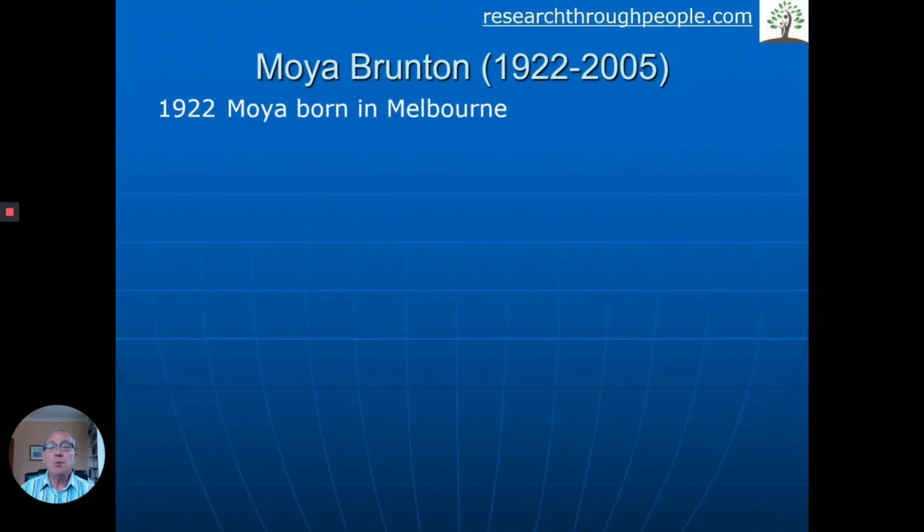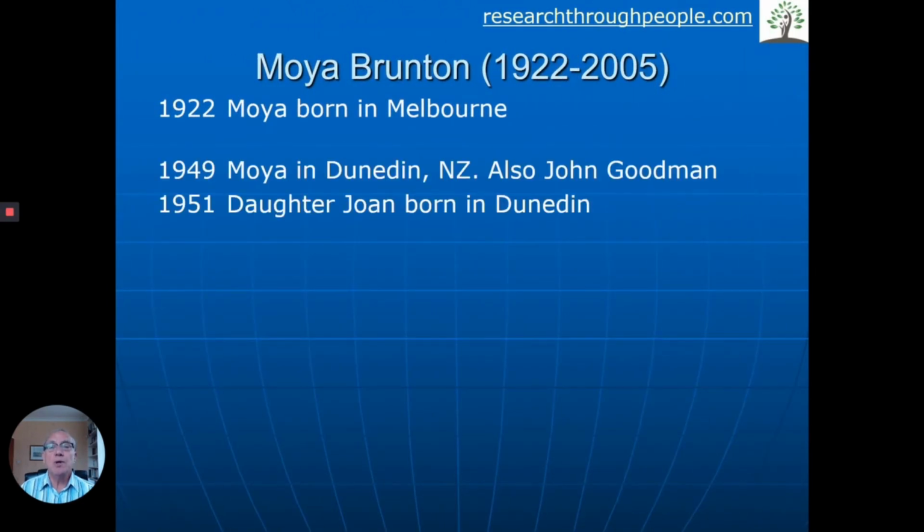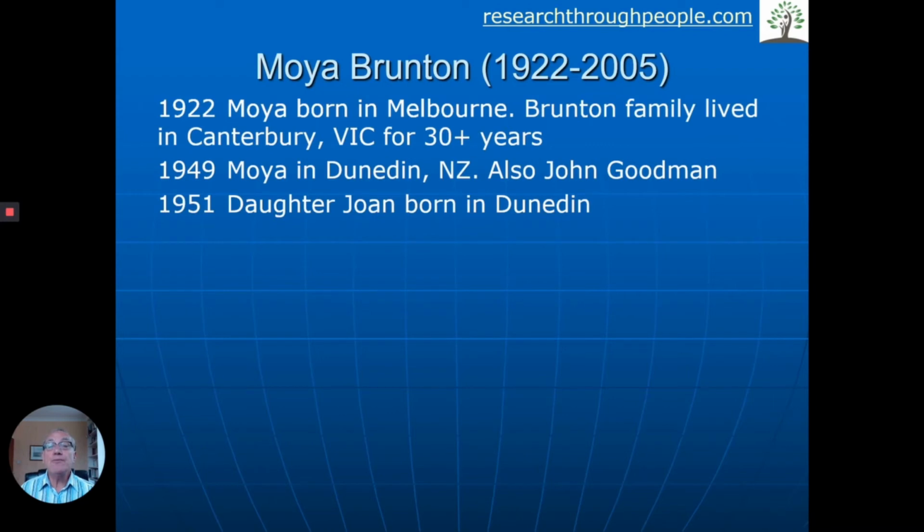So what we started off with, we knew Moya was born in Melbourne 1922, we knew she was in Dunedin in 1949 and that Joan had been born in 1951. And we found the address in Dunedin where both her and John Goodman lived. And you guessed they met up and things took their course. Anyway, we're trying to look back in time. So what we found, in fact, Moya's family lived in Melbourne and actually lived in Canterbury in Victoria for 30 plus years. So we found various records about them.